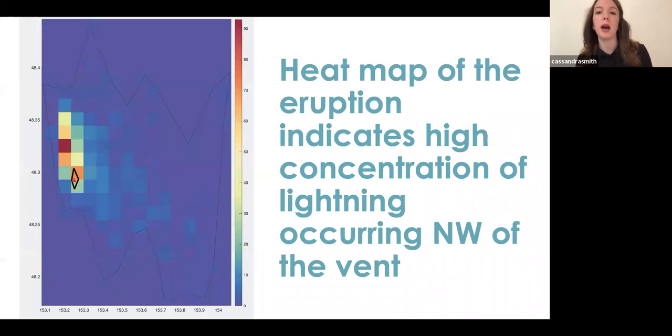And so to do that, I used a couple different methods. The first one is I built a heat map of the eruption. So this is just a 2D density diagram. And this really shows that for the total eruption, so this is looking at all 753 lightning strokes, the highest concentration of lightning strokes is actually about 10 kilometers to the northwest of the vent, which is interesting because the plume mainly traveled east the whole time. So there's some interesting thing going on here that we want to investigate.